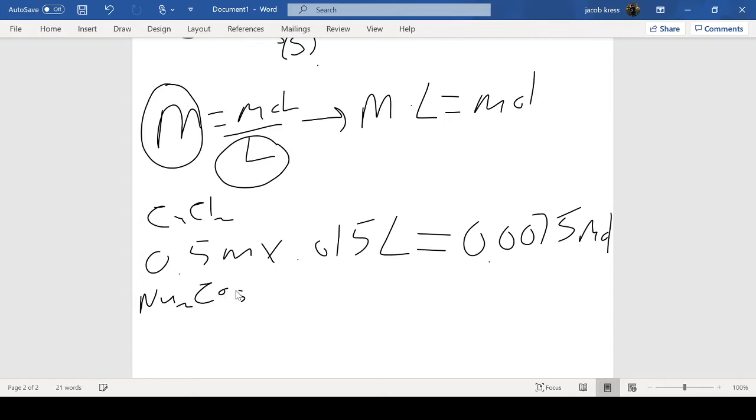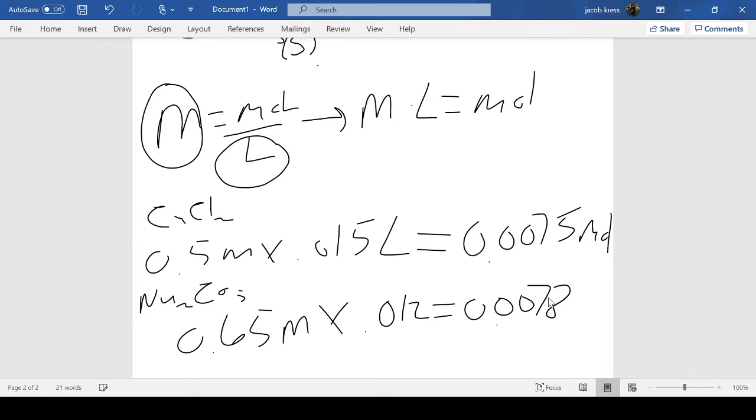Now if we do the same thing for the sodium carbonate, again, this one's going to be a different concentration in our example. So this is going to be 0.65 molar, times, and we have a different volume this time. This time it's going to be 12 mL, so 0.012 liters, and this is going to give us 0.0078 moles.